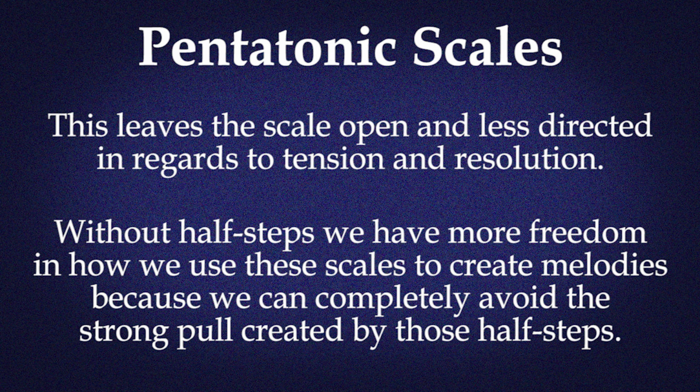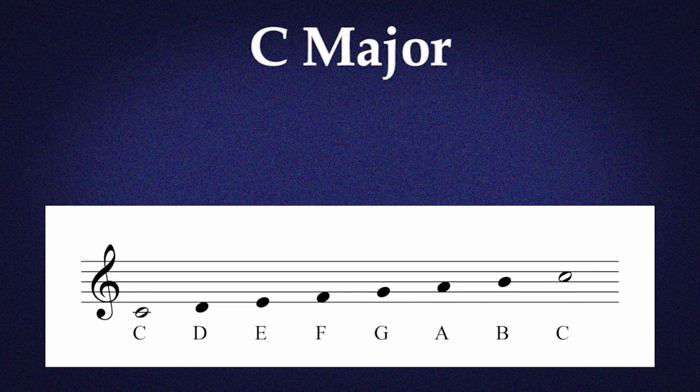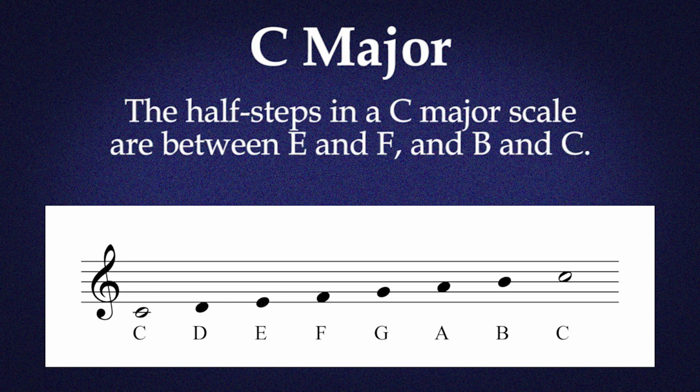Let's look at an example. If we take the C major scale, C, D, E, F, G, A, B, and C, the half steps are between E and F and B and C. To get rid of these 2 half steps, we need to get rid of 1 note from each of these groups.